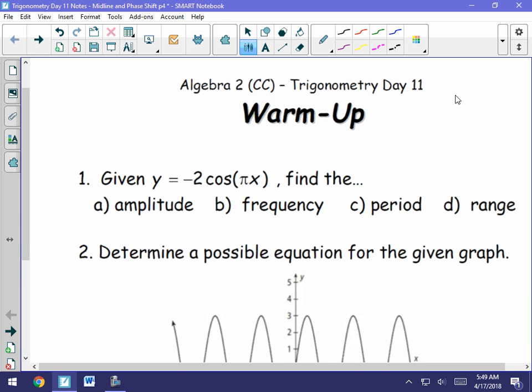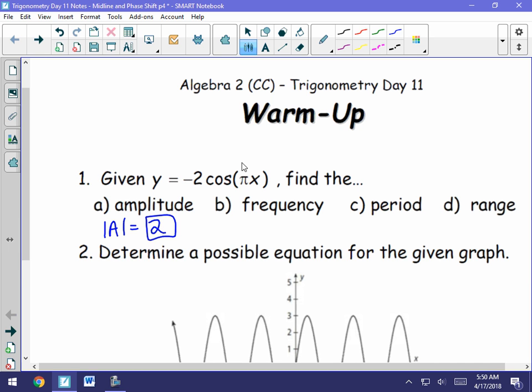So the amplitude of this function, remember, corresponds to this coefficient that's out in front. Amplitude is always positive, so it's the absolute value of whatever that coefficient is. So the absolute value of -2 is 2, so the amplitude of that function we would say is 2.